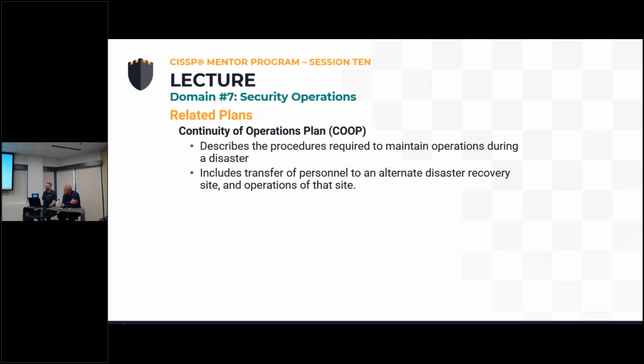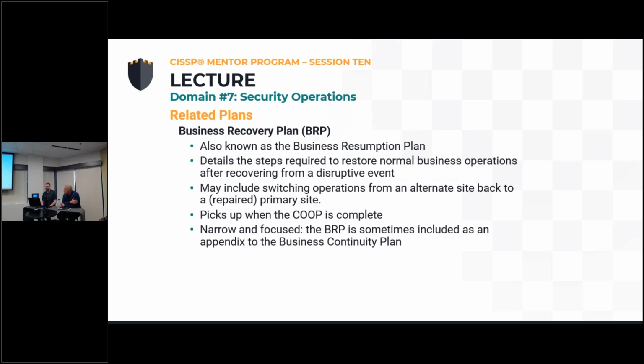Continuity of operations, maintaining operations during the disaster. That's what it's about. So how are we moving people around? Where are they going? And how are we operating at that site? Boom. Business recovery, business resumption plan. How do we restore and come back up, typically at, or it should be at, the original site, right? So you're gonna say, all right, we're failing over to our alternative site and now we're coming back. What are the steps to go that one way? And then what are the steps to come back? What does all that involve?